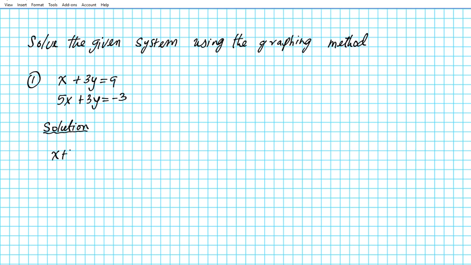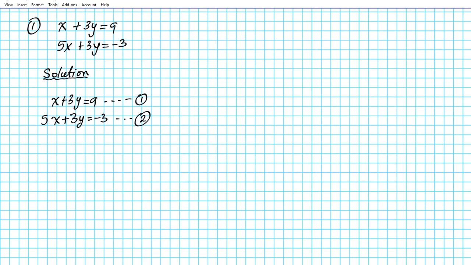We have x plus 3y equals 9. Let's call this equation 1. And then 5x plus 3y equals negative 3. We'll call this equation 2. To make the graphing process easy, we're going to convert both equations from standard form into slope-intercept form. It's much easier to graph a line using slope-intercept form. You can definitely graph using standard form, but we're going to use the slope-intercept conversion approach.